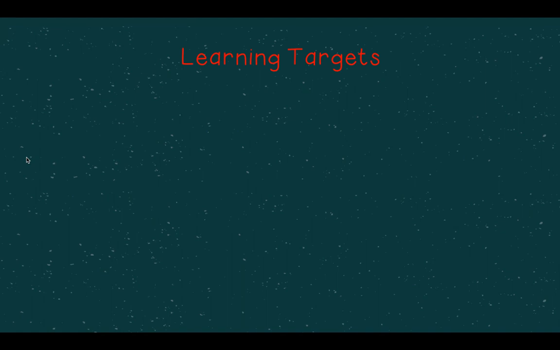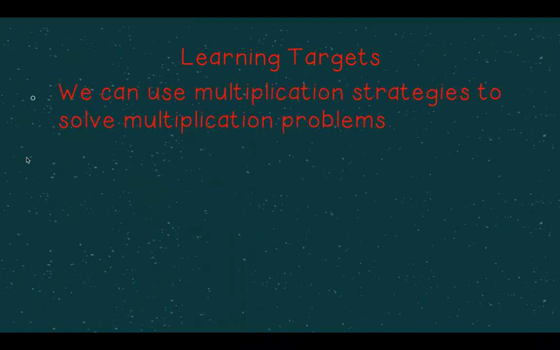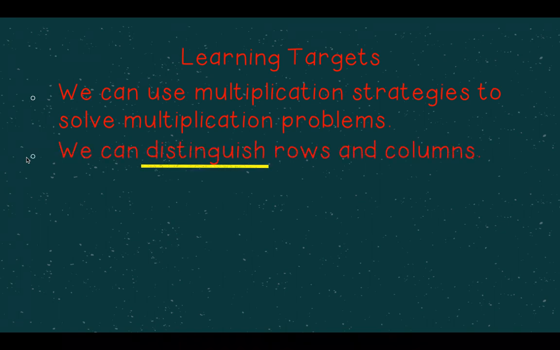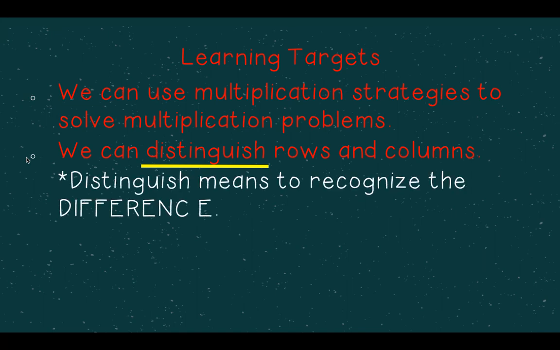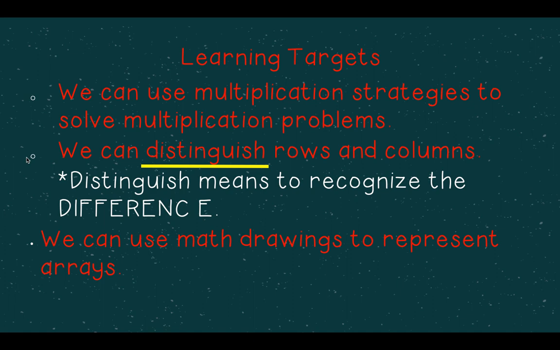So our learning targets for today are we can use multiplication strategies to solve multiplication problems. We can distinguish rows and columns. This word distinguish means to recognize the difference between two or more things. So we are going to be able to distinguish or recognize the difference between a row from a column or a column from a row. And then we can use math drawings to represent arrays.